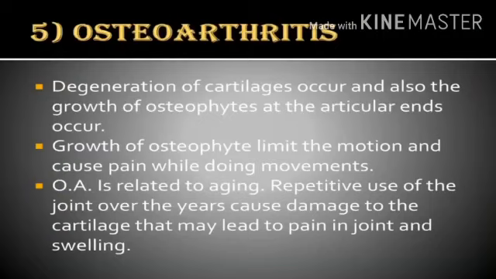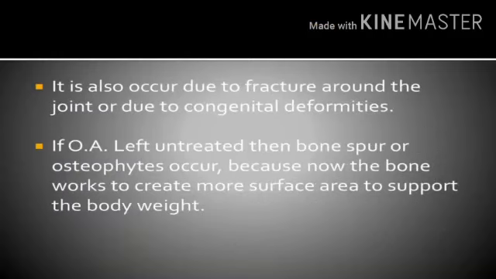Osteoarthritis, that is also called OA. It is nothing but a degeneration of cartilages, and also the growth of osteophytes. Osteophyte is nothing but a bony growth at the articular ends. Growth of osteophyte limits the motion and causes pain while doing any movement. OA is related to aging because at this stage repetitive use of the joint over the years causes damage to the cartilage that may lead to pain in the joint and swelling. It also occurs due to fracture around the joint or due to congenital deformities.